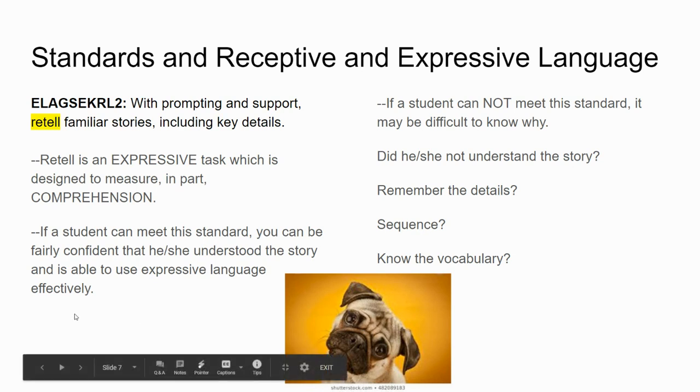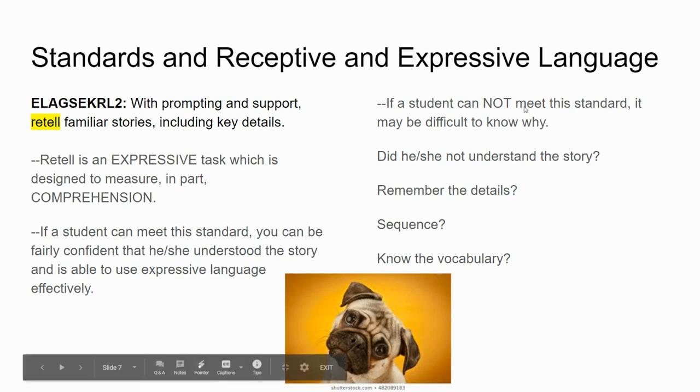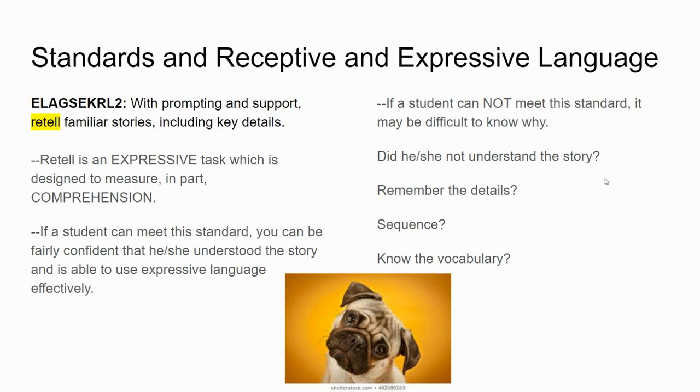But if a student can meet this standard, you can be fairly confident that they can do both. They understood the story and they can use expressive language effectively. But if a student cannot meet this standard, why? Did they not understand the story? Did they not remember the details? Do they not know how to sequence? Did they not understand the vocabulary?